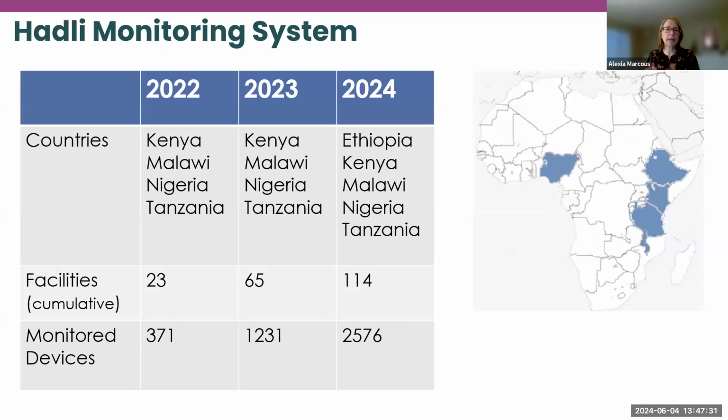Next slide, please. So as far as our rollout, this product was built for the NEST 360 program. We started in the NEST countries of Kenya, Malawi, Nigeria, and Tanzania in 2022. We installed in 23 facilities, and we had 371 monitored devices. This year, we'll expand into a 5th country to include Ethiopia. We'll be in 114 facilities, and we'll monitor over 2,500 devices.